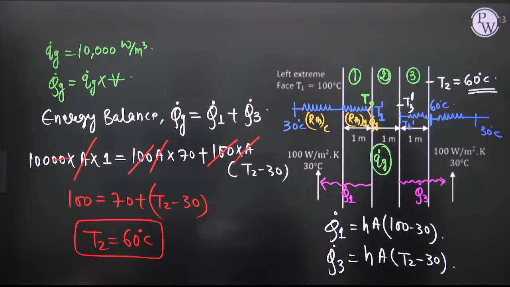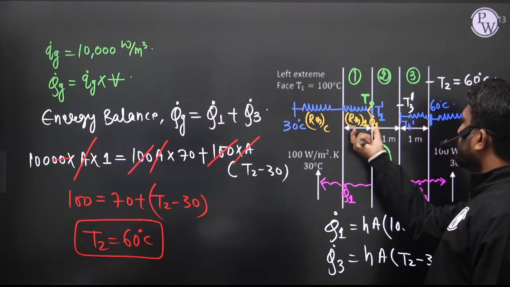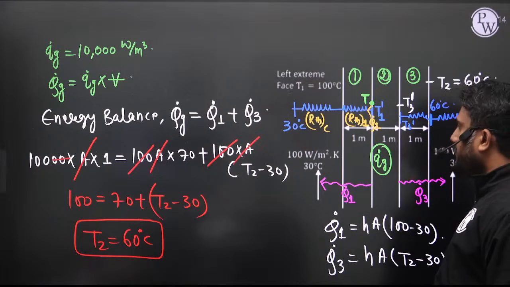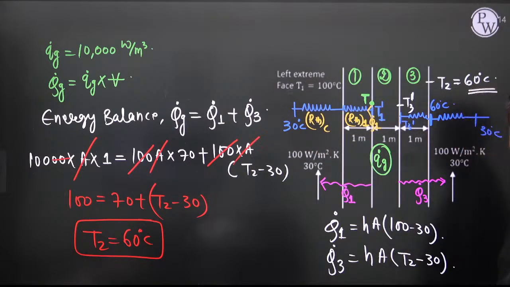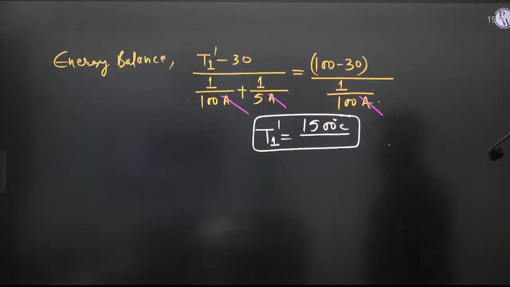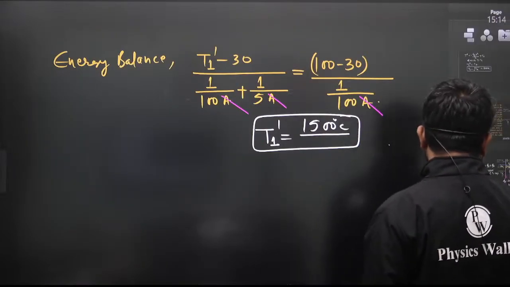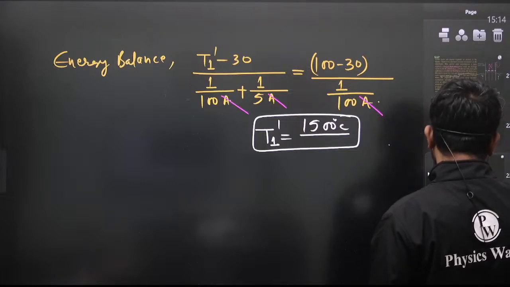Q dot conduction is equal to Q dot convection. Yes, you can calculate that also, no problem. Conduction is equal to convection, you can find out from there also. Ultimately, that is the concept of series connection, na? Okay, so I hope you can understand this problem. Fine. Now come to the next problem.